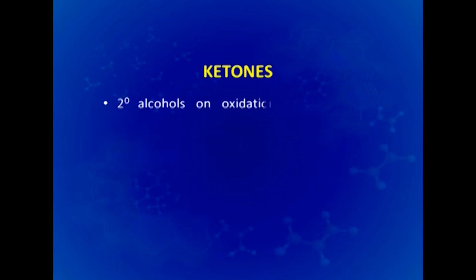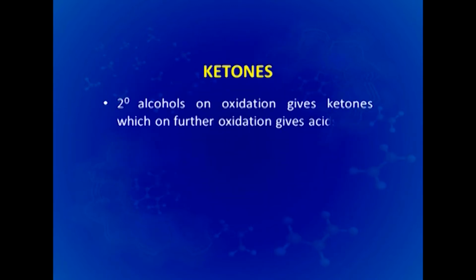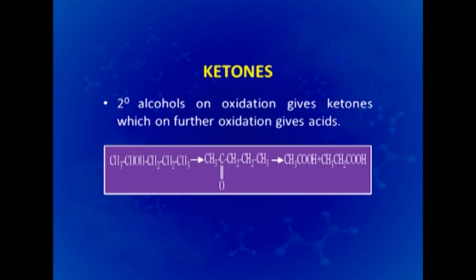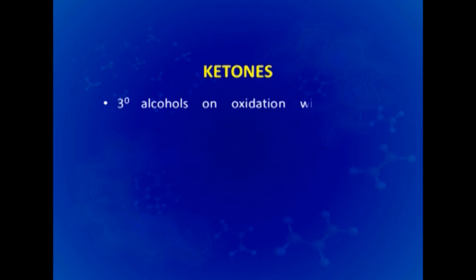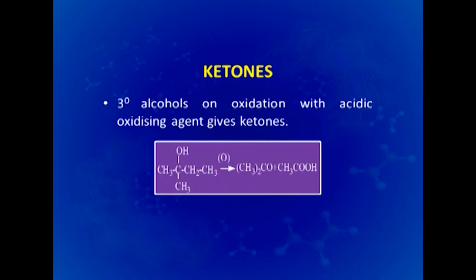Okay, secondary alcohols on oxidation give ketones, which on further oxidation give acids. And tertiary alcohols, even though they do not contain any alpha hydrogens, undergo oxidation with acidic oxidizing agents to give ketones. Here the oxidizing agents in the presence of acid first convert the tertiary alcohols into alkenes, which on further oxidation give rise to epoxides, which on further oxidation give rise to ketones.